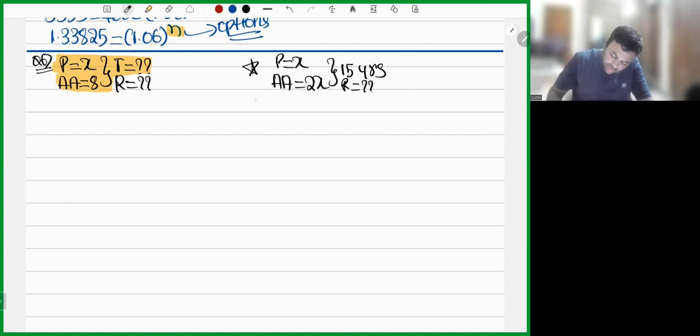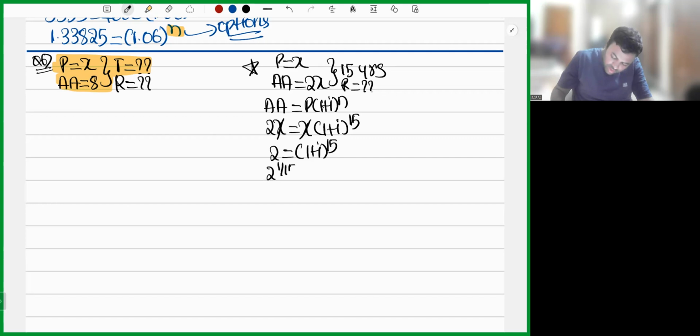Chalo, so let's start. Accumulated amount is equal to P into (1 plus i) whole power n. So 2x is equal to x into (1 plus i) whole power 15. x cancels. 2 is equal to (1 plus i) whole power 15. So 2 power 1 by 15 is equal to 1 plus i.